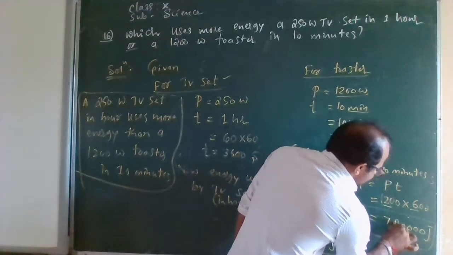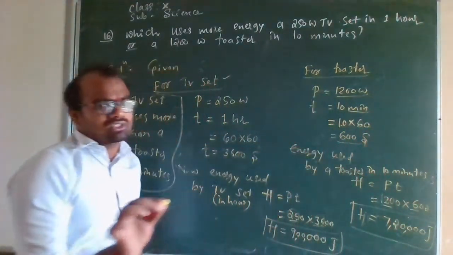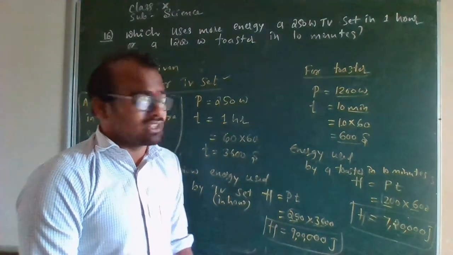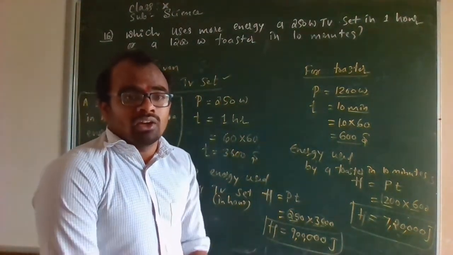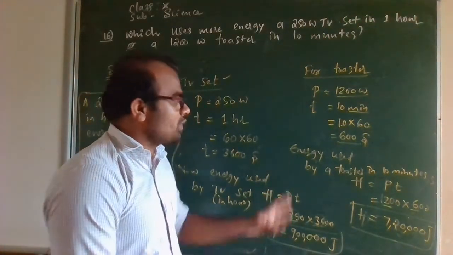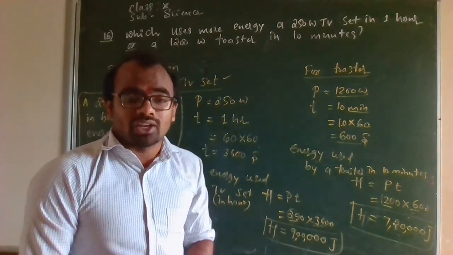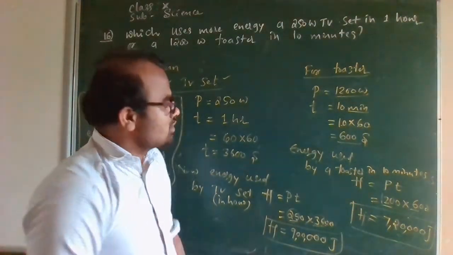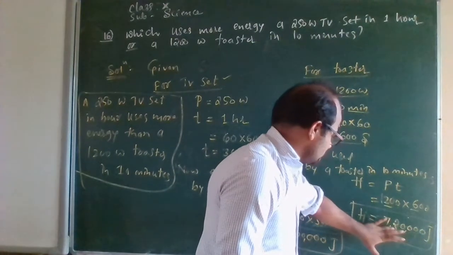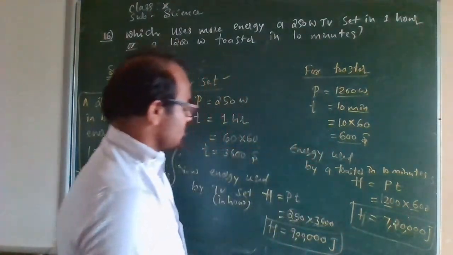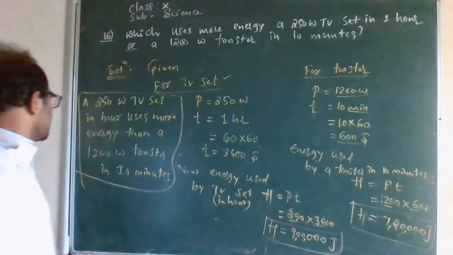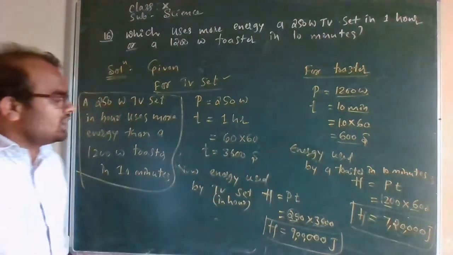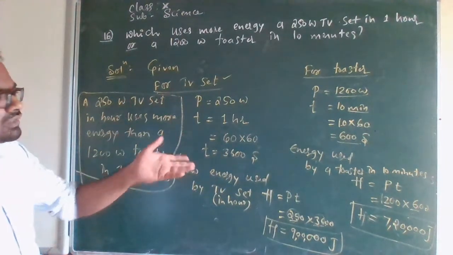These kinds of small mistakes also count, so don't make them. That is why I told you to recall it again. In the exam also, when you finish the problem, check again, because even a small mistake will cause a loss of marks. So 12 6s are 72, so we will get 7,20,000 joules. That means our TV set is using more energy than the toaster in 10 minutes.